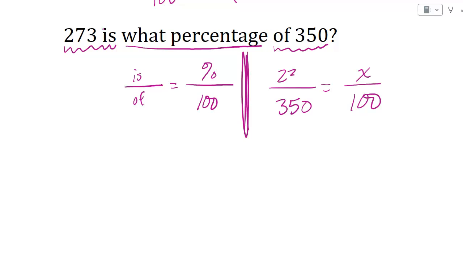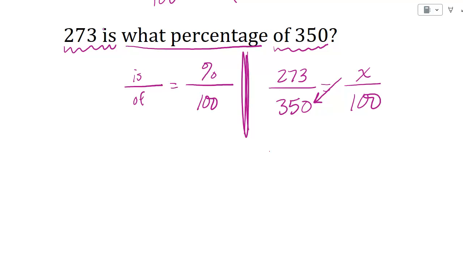And then 273 is the portion. Not to say that the bigger number is always the whole. Sometimes we're looking at something that's over 100%. I haven't really done an example like that here, but just so you're aware, it doesn't always have to be a proper fraction, it could be an improper fraction.